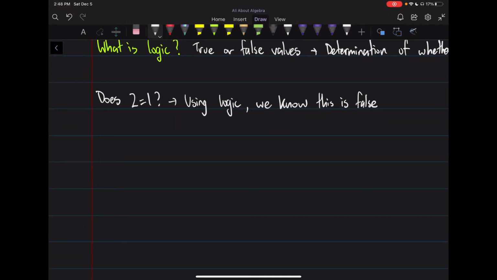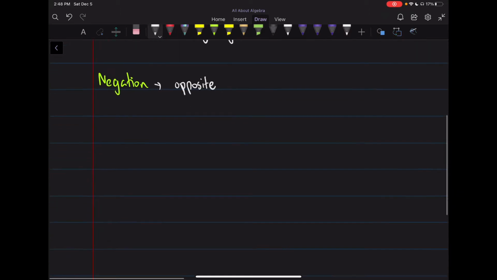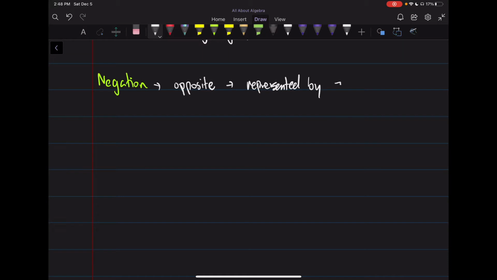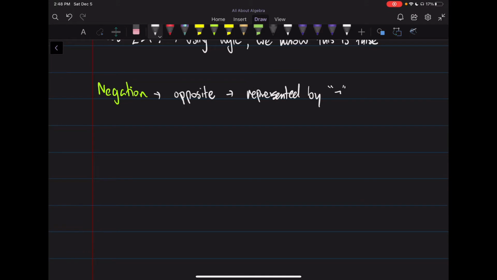All right. So now let's dive deeper into what logic can actually represent. Firstly, there's something called negation. Now, what is negation? Think of negation as the opposite, right? And this is represented by this symbol. Now, what does this mean? What is the opposite? So if I'm saying 2 equals 1, the negation would be negate 2 equals 1. And now what's the opposite of equals?